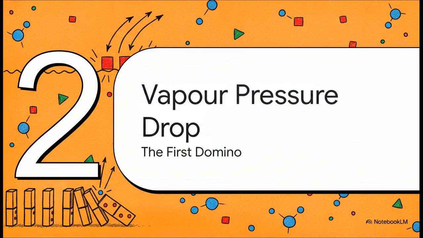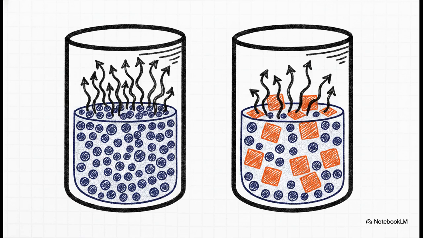Moving on to Section 2. Lowering of vapor pressure. The first domino. Now that we know it's a numbers game, let's look at the foundational phenomenon that triggers everything else. All right, here's the core phenomenon that you absolutely need to cement in your mind. When you take a pure, volatile solvent, like water, it has a certain vapor pressure. But the moment you add a non-volatile solute, something that doesn't easily turn into a gas, the vapor pressure of that solvent instantly drops. Why?